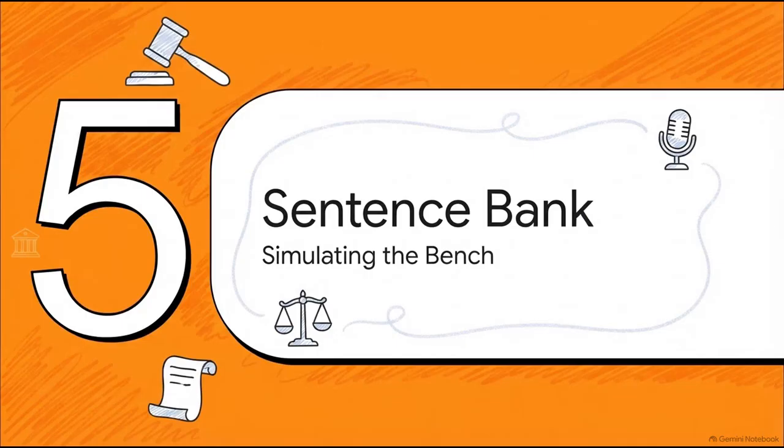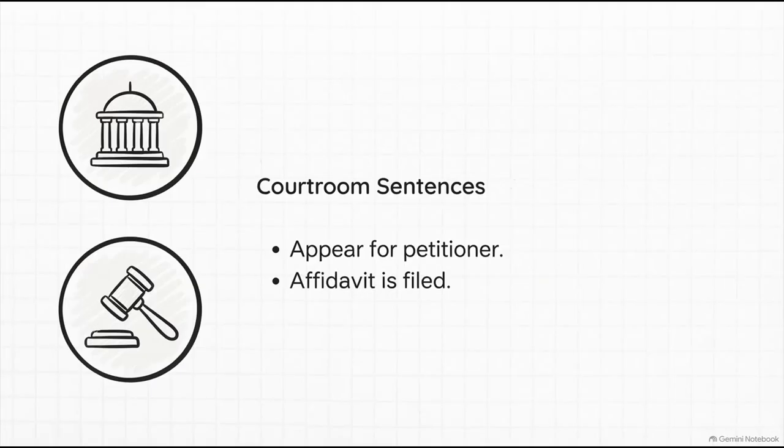Section 5, Courtroom Sentences in Action, Simulating the Bench. For our fifth and final section, we are going to simulate a live courtroom scenario and put all these foundational tools and corrected errors together into one seamless presentation. You should honestly consider this your courtroom sentence bank. These are your go-to rapid-fire phrases for immediate use when the judge calls your matter. Things like, "I'm appearing for the petitioner," or "the affidavit has been filed." Notice how closely these follow our golden rule: subject, auxiliary, verb, object. They're short, they're highly professional, and they get straight to the point.